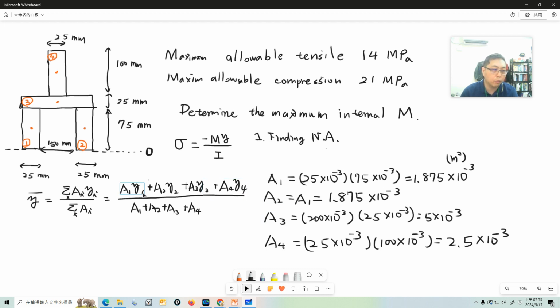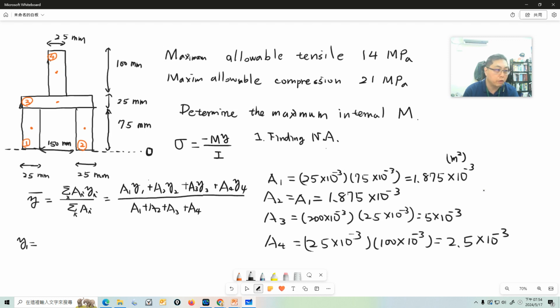Okay, this is the Y coordinate of the centroid of each area. Okay, so then we will start. What is Y1? The centroid here. So Y1 is here.